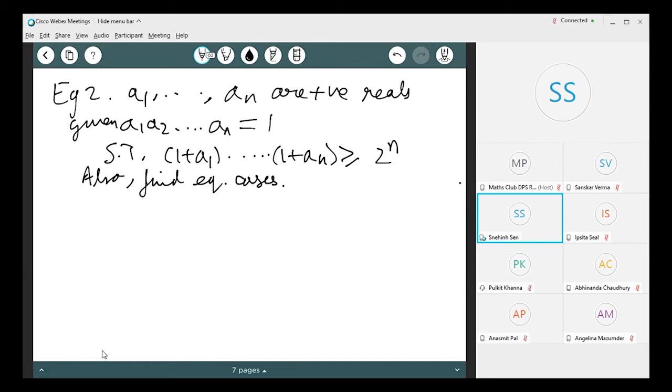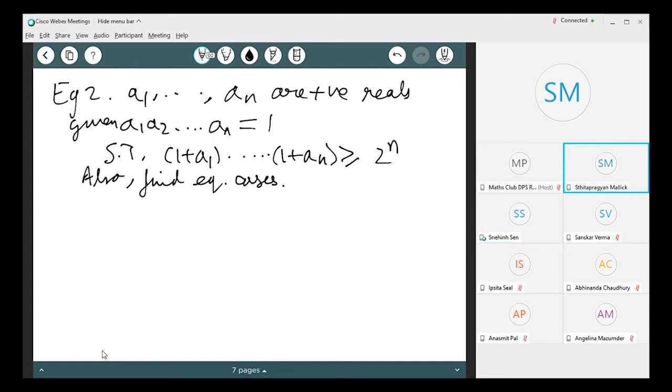First of all, we have 1 plus A1. By using AM-GM in two variables, (1 plus A1) by 2 is greater than root A1. Similarly, (1 plus Ai) by 2 is greater than root Ai. So multiplying all the values, we get 2 into root Ai, and the whole LHS is greater than 2 to the power n times the root of 1.